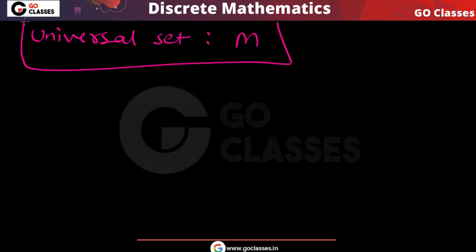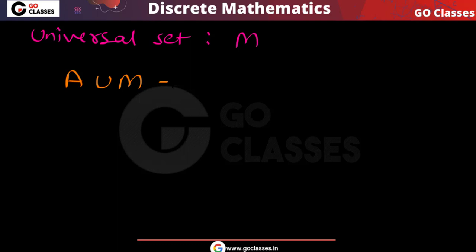Let's denote the universal set by the symbol M. We are using this symbol for the universal set so that you do not confuse it with union. For example, if I write A union M, what does it mean? It means set A union, this is the symbol for union, and this is the universal set. So what will be A union M?